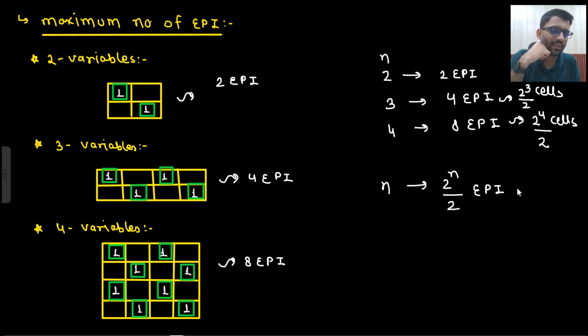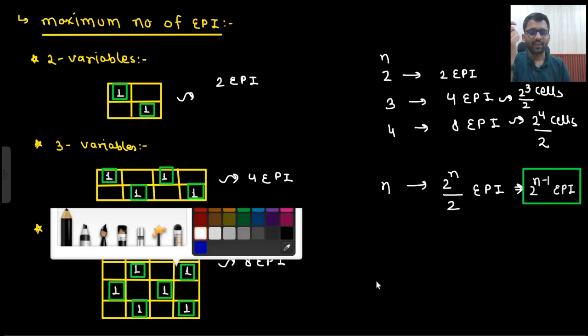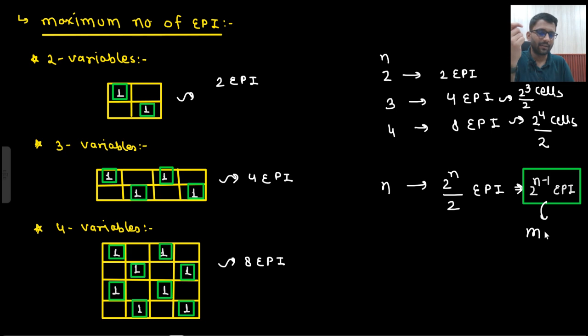So what is the total number of EPIs? Total EPIs are 2 to the power n minus 1. Are you getting this point? So for n variables, the maximum EPI is 2 to the power n minus 1. So if there are 4 variables, the maximum number of essential prime implicants you can get is 8.